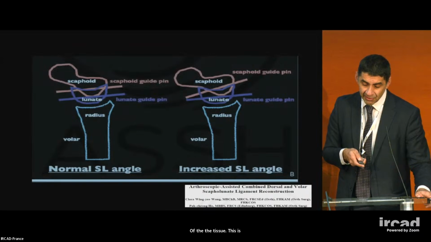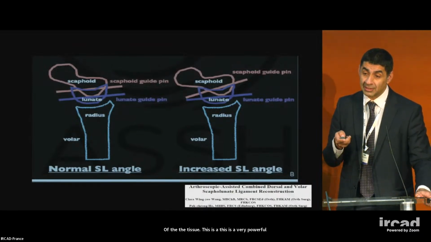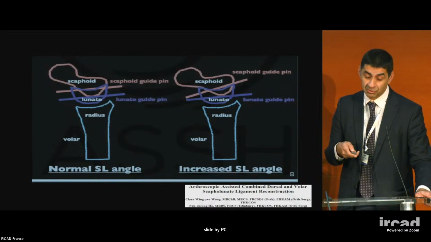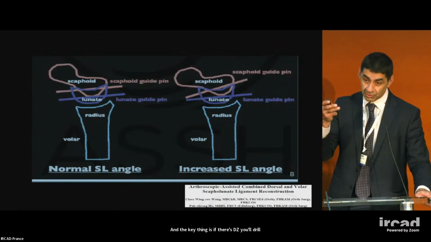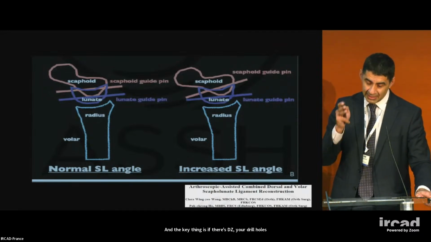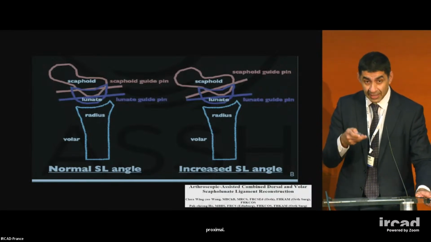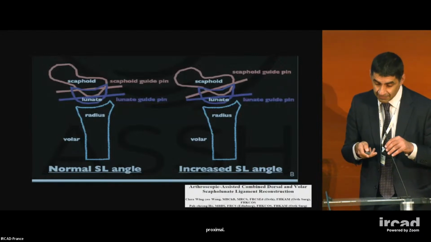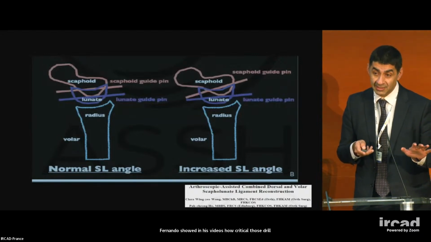This is a very powerful slide by P.C. Ho, who described doing this arthroscopically with this box reconstruction. And the key thing is if there's DZ, your drill holes through the scaphoid are dorsal distal to volar proximal. If there's no DZ, you make parallel drill holes. And Fernando showed in his videos how critical those drill holes are. I mean, this is the whole case here, right?